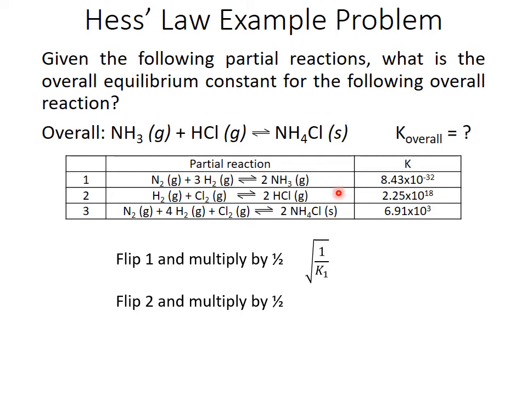Partial process 2 is getting the same treatment. We're going to flip it and multiply it by a half to get HCl over in the reactant side where it belongs. This means that the new K will also be square root of 1 over K2. And finally, our last process, we don't need to flip this one. We've got the product right where we want it, but we do need to multiply it by a half. Therefore, we'll be taking just the square root of K3.